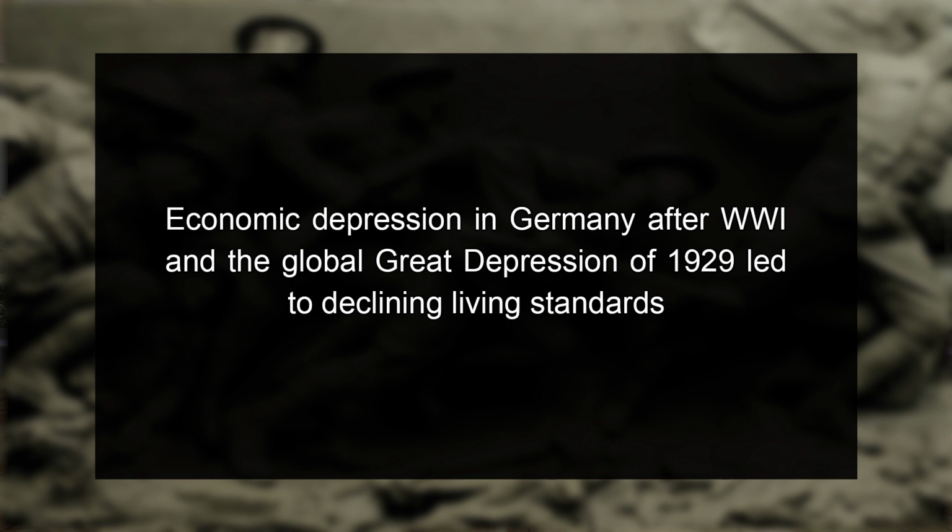The economic downturn can always be relied upon to create conditions of civil, political, and international unrest. Hyperinflation hit Germany hard in 1923-24 and facilitated the early development of Hitler's career. Economic depression in Germany after World War I and the global Great Depression of 1929 led to declining living standards. As people's suffering increased within the industrial nations, political instability increased.